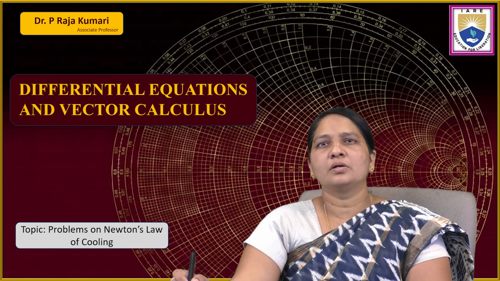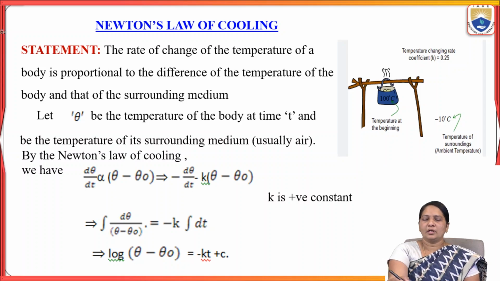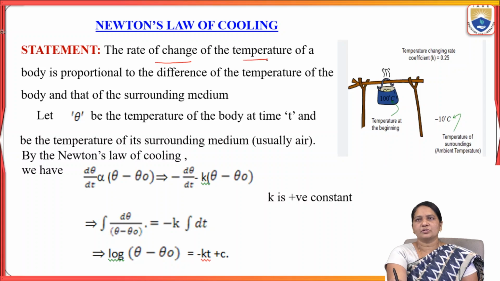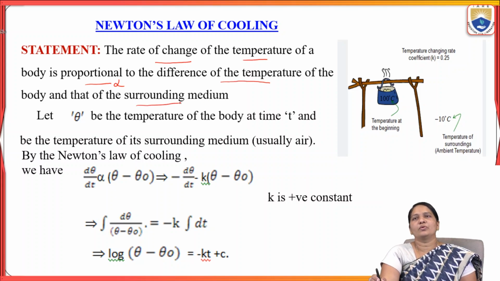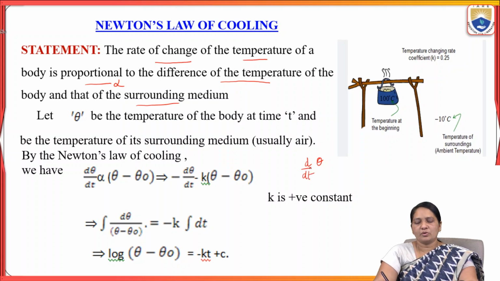So what is the statement of Newton's law of cooling? The rate of change of the temperature of a body is proportional to the difference of the temperature of the body and that of the surrounding medium. What is the meaning of the rate of change of temperature? If the temperature is theta, the rate of change is taken with respect to time, that is d by dt of theta.